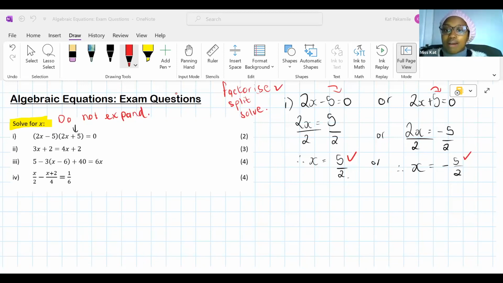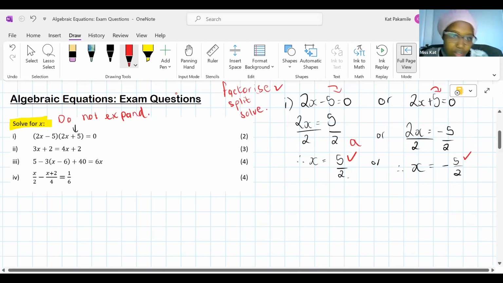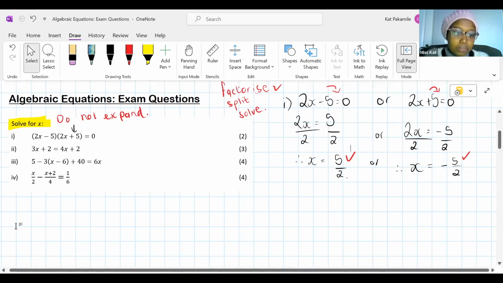Your marks literally come from the end. They come from the two solutions. So x equals this or x equals this. We call them accuracy marks. That means if you didn't get 5/2, you have just lost all of the marks. It's gone. You got nothing. So if you didn't get the exact solutions, you have got nothing.